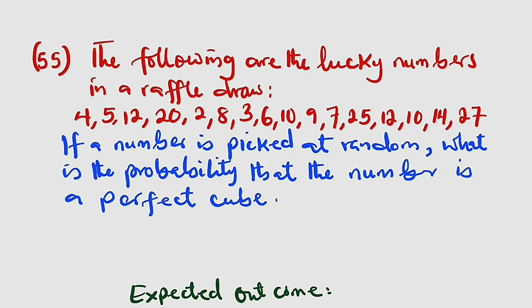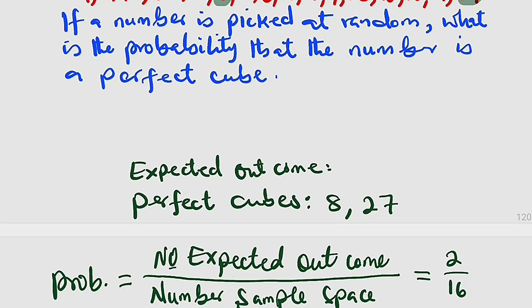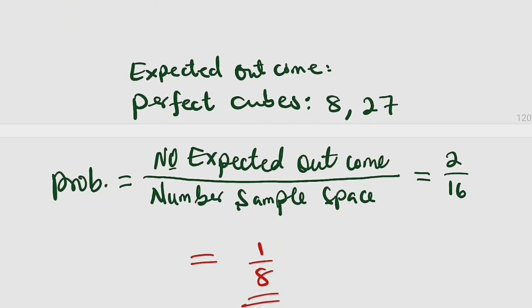2 times 2 is 4, times 2 is 8. 8 is a perfect cube. 3 times 3 is 9, times 3 is 27. So 27 is a perfect cube. So among all of these numbers, we only have 8 and 27 as perfect cubes. Therefore, our expected outcome will be what? Just 8 and 27.